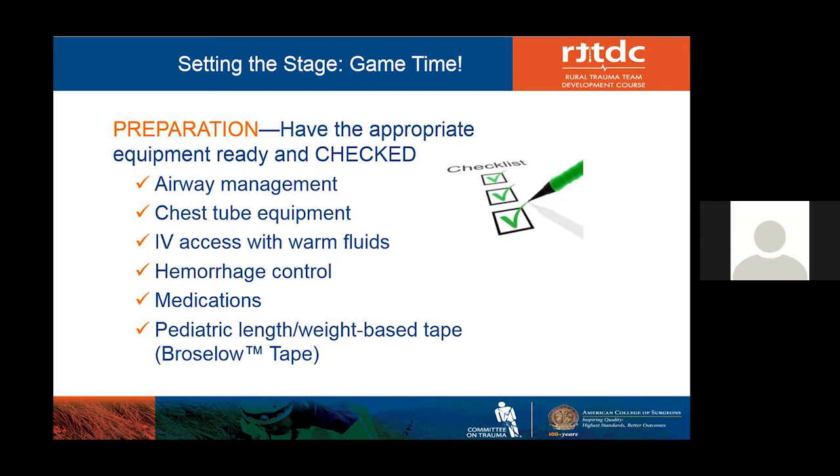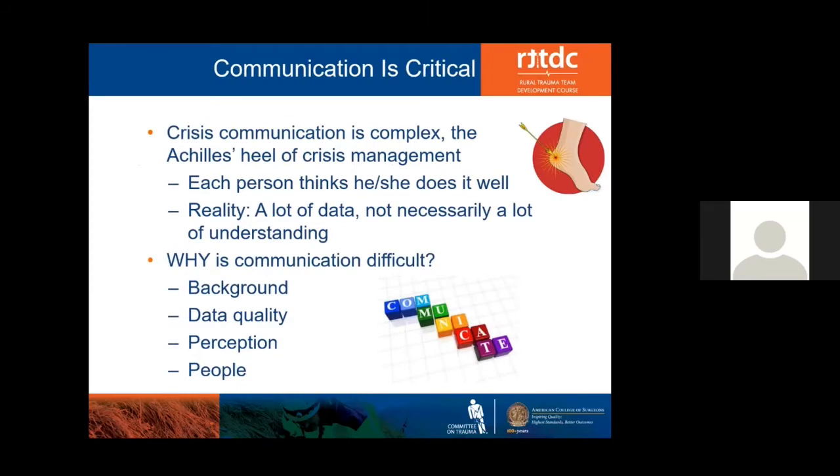And have appropriate equipment ready and checked. So know where your airway management is. Know where your chest tube equipment is. IV access and warm fluids. What fluids are you going to use? Know where all the places actually were really nice. They had hemorrhage control carts or boxes that had the quick clot and the tourniquet and all that stuff in there. And then, for some of us who don't do a lot of pediatric trauma, knowing exactly where the pediatric cart is and the Broselow tape, which we'll talk about later. So know where your equipment is, so that when you ask for it, people know exactly where to go get it.